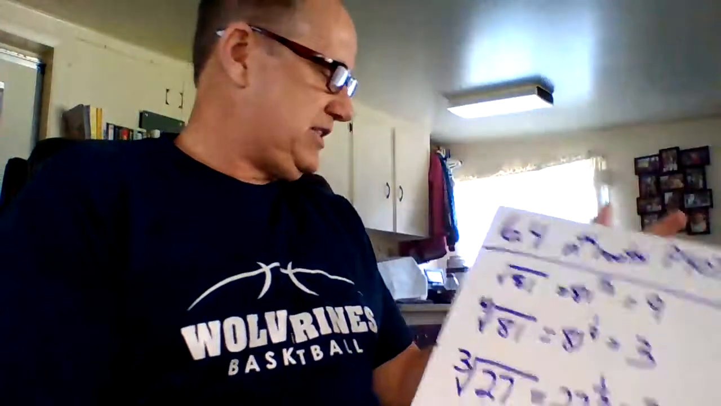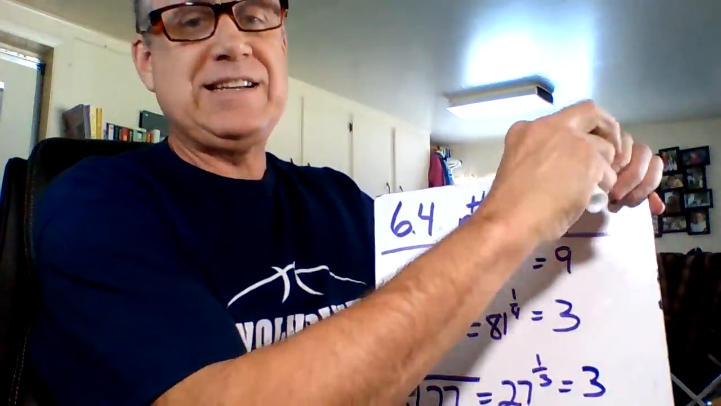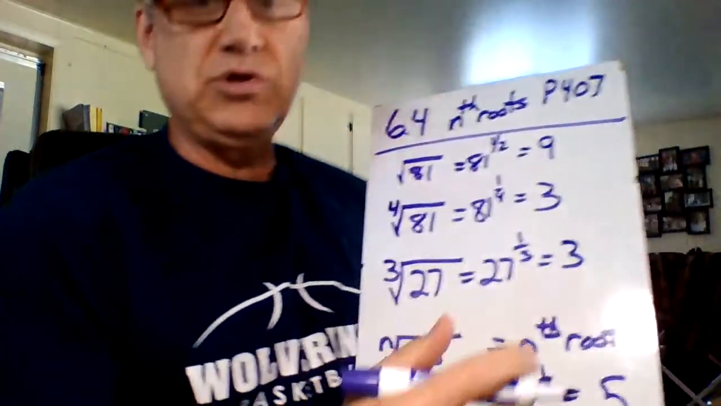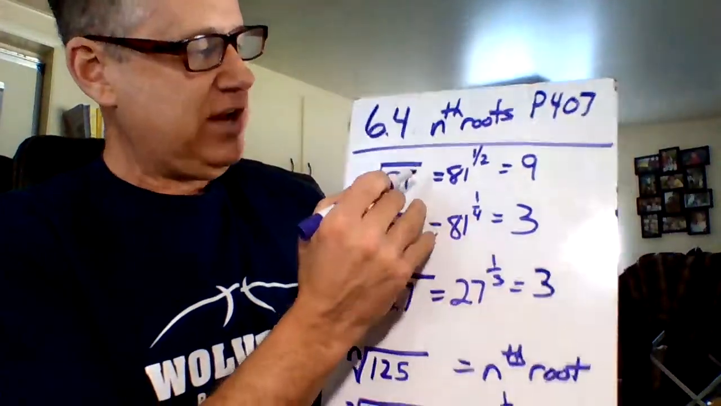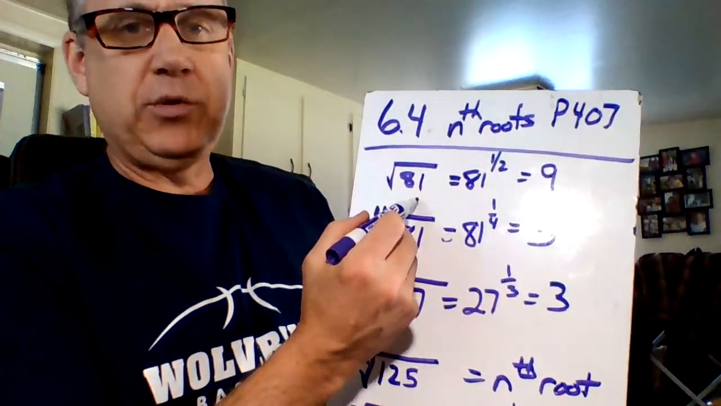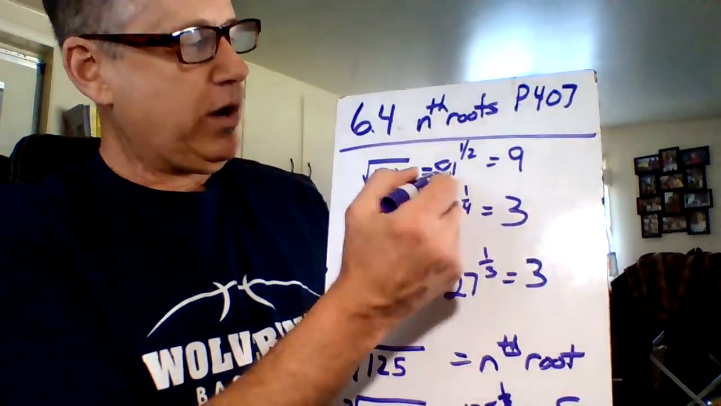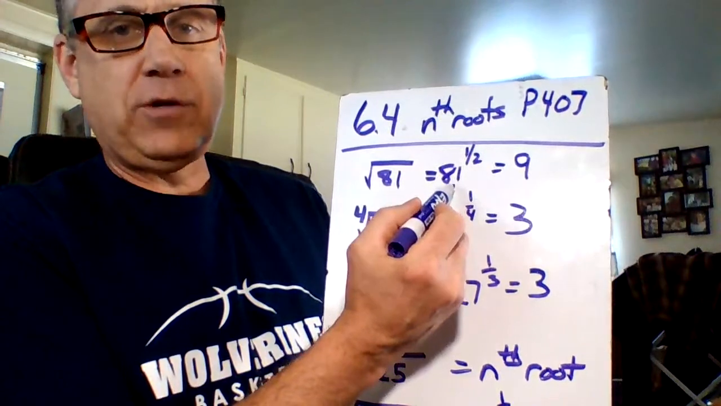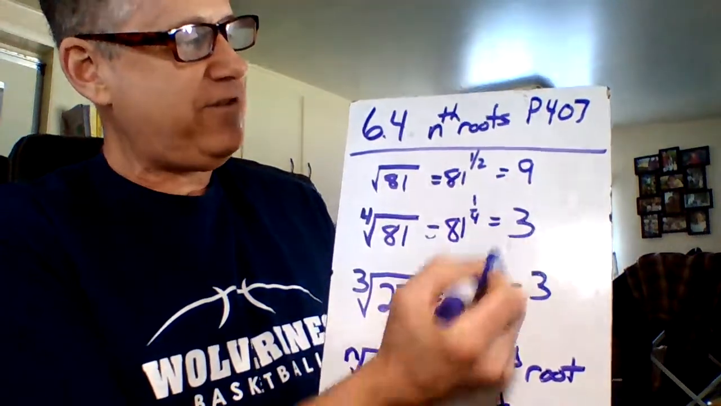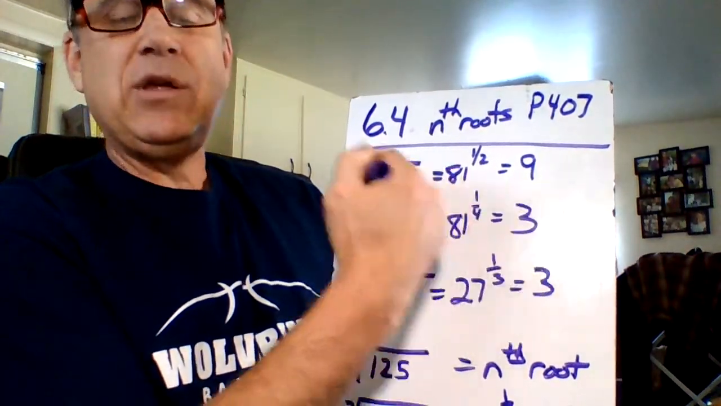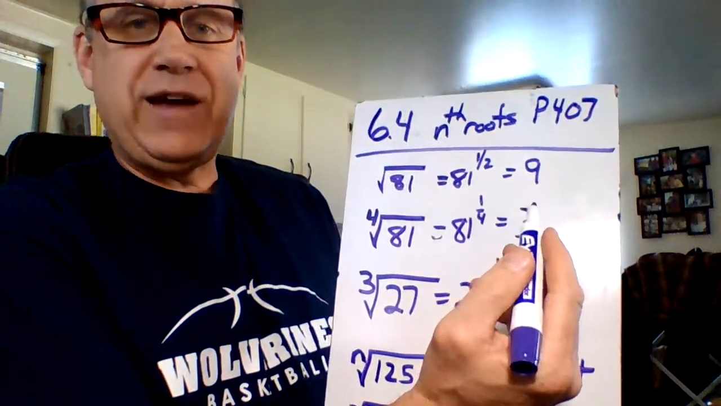All right, the bottom of page 407 is what we're looking at today. We're looking at nth roots, okay? So what we have here is the square root of 81. We can rewrite it in rational form: 81 to the 1/2 equals 9. So the square root of 81 equals 9.